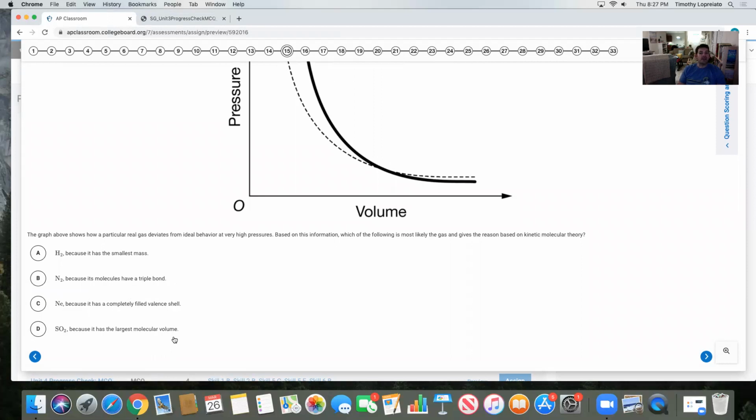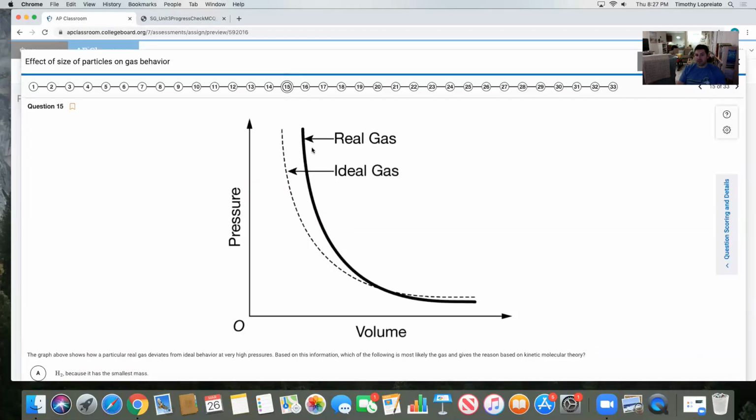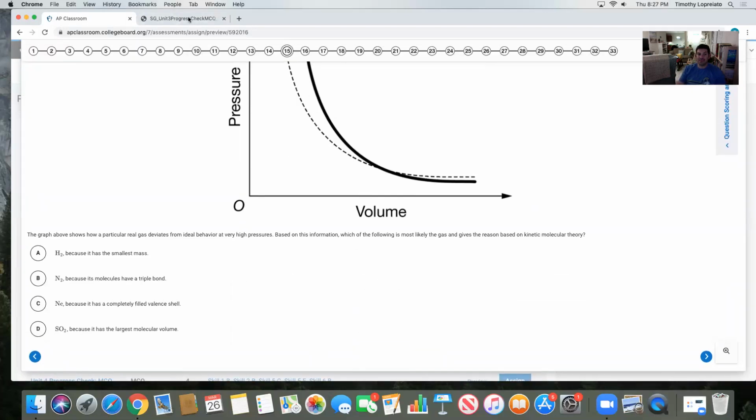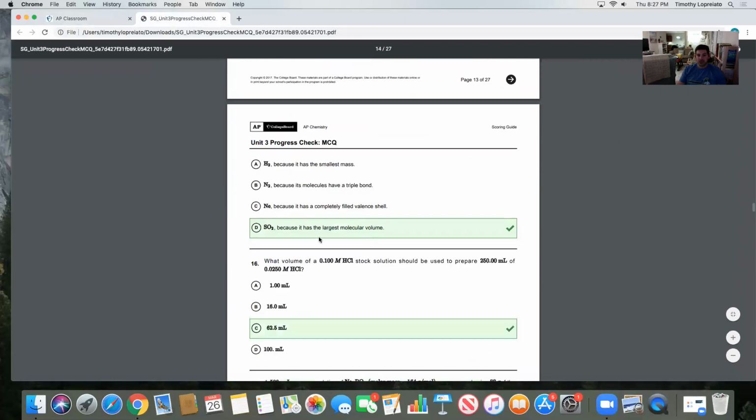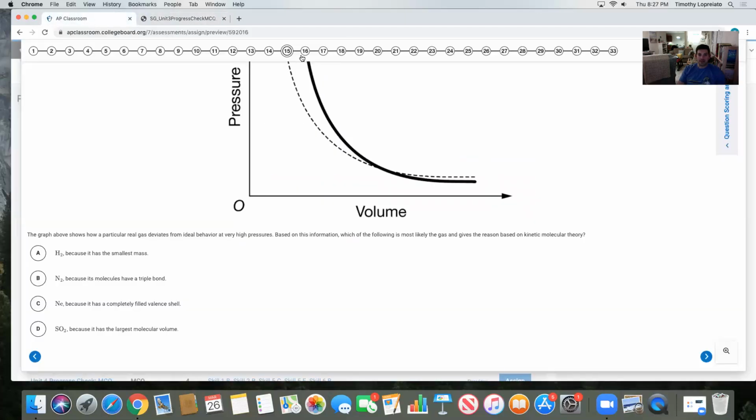All right. I would have loved to have seen something about polarizability, how polar they are, but that's not coming up. SO2 is triggering in my head, though, that that's a polar molecule. And the molecular volume will be a reason for why we deviate from a real gas at high pressure. Because at high pressure, they're close to each other. And if something does take up a little more volume, while that's not going to be dramatic at a low pressure, that could be dramatic at a really high pressure. So I'm going with choice D for question 15. Choice D. Woohoo! I didn't see 16, so don't worry.